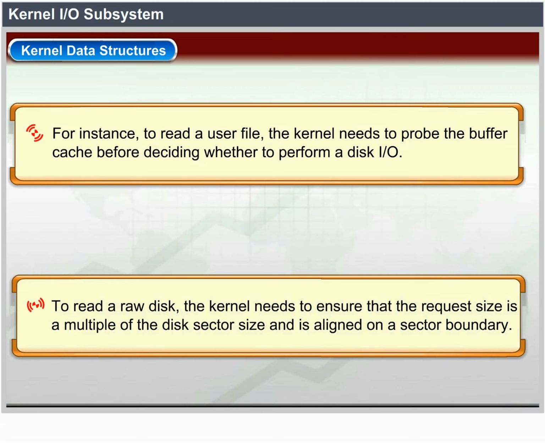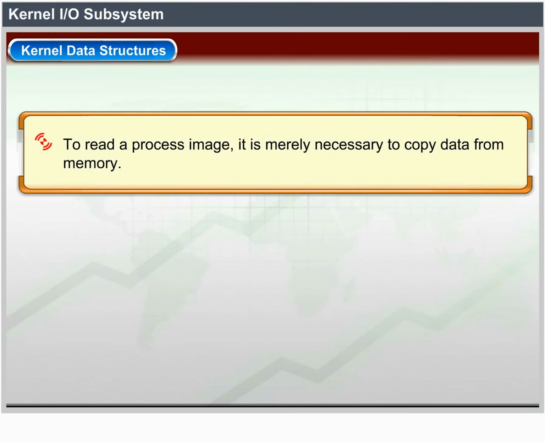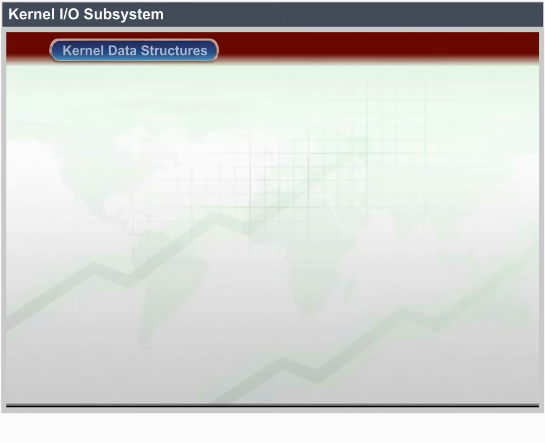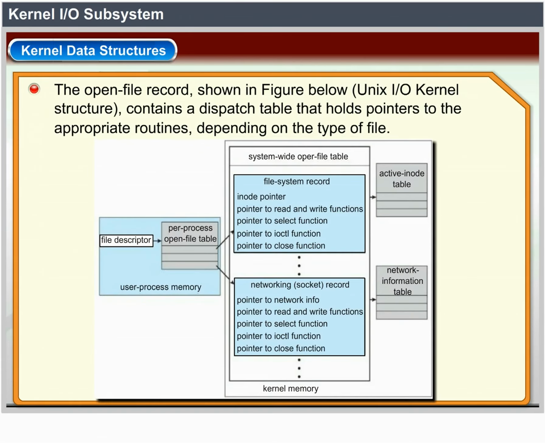To read a process image, it is merely necessary to copy data from memory. Unix encapsulates these differences within a uniform structure by using an object-oriented technique. Kernel data structures. The open file record, shown in the figure below, Unix input-output kernel structure, contains a dispatch table that holds pointers to the appropriate routines depending on the type of file.